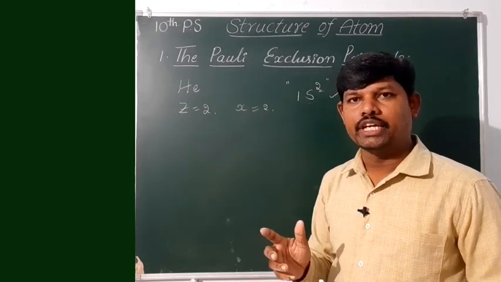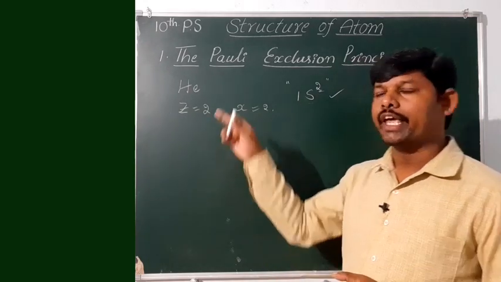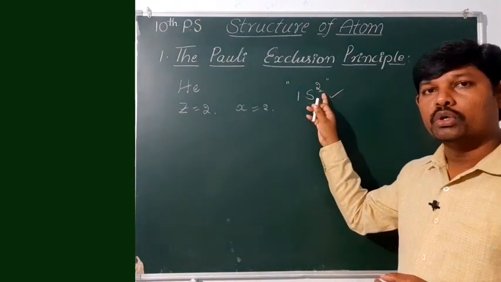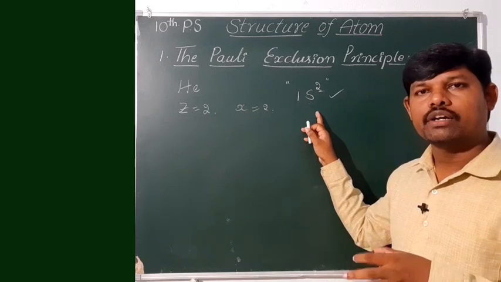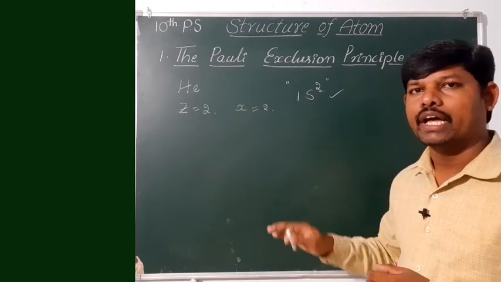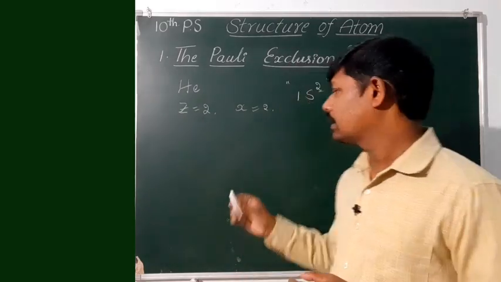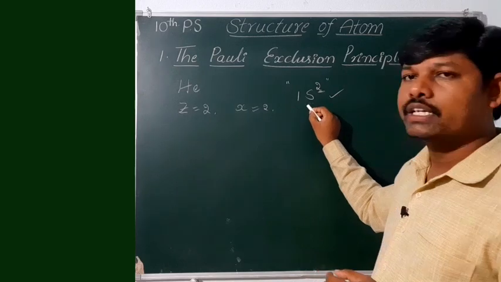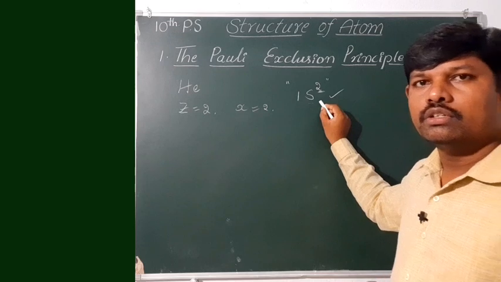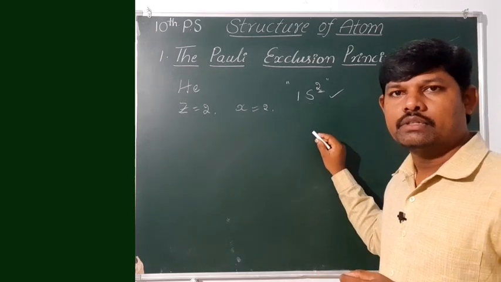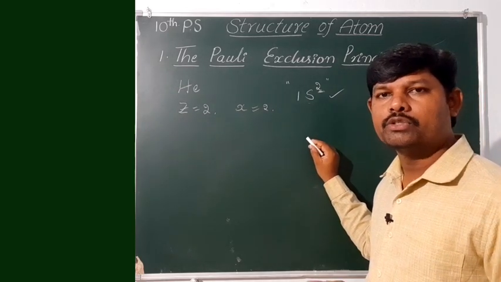What is the definition of Pauli's exclusion principle? According to Pauli's exclusion principle, no two electrons of the same atom can have all four quantum numbers the same. That means if two electrons are present in an atom, those two electrons should not have the same four quantum numbers. That means at least one quantum number should be different.